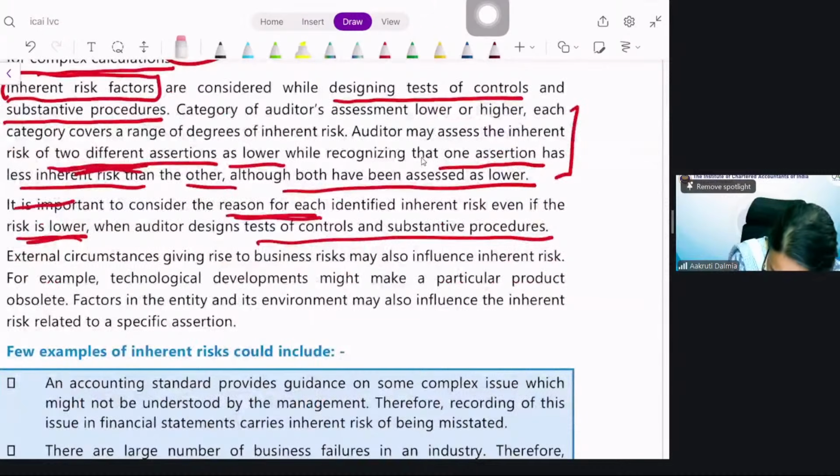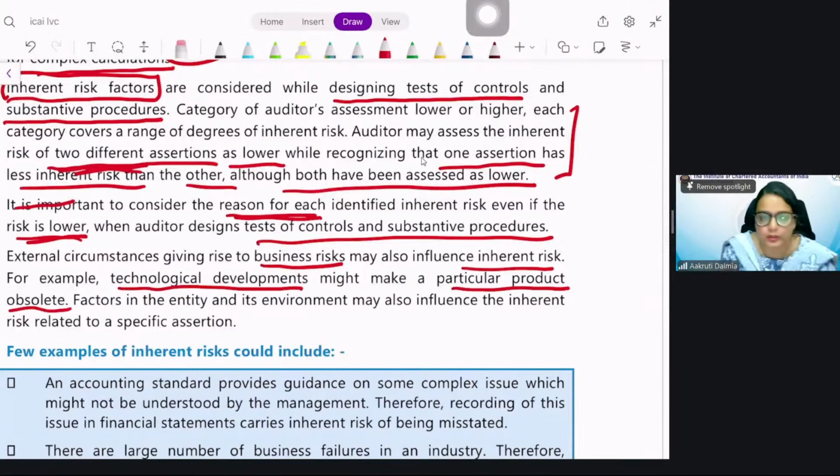External circumstances can give rise to business risk, and may also influence inherent risk. For example, some technological development might make a product obsolete. Do you remember BlackBerry phone? You might not have used it. You must have been little children at that time. But there was a time when everyone in the smartphone world, people who had money, okay? By everyone, I mean whoever used a phone was using BlackBerry.